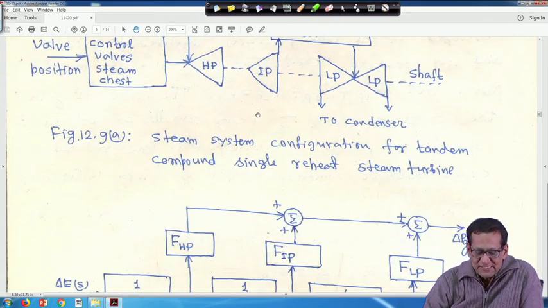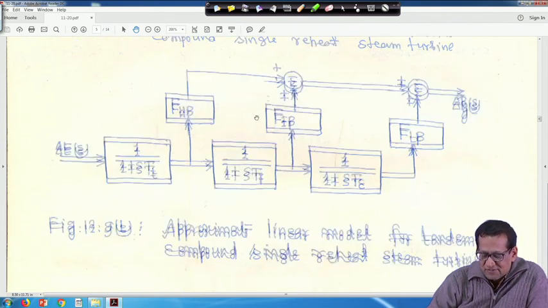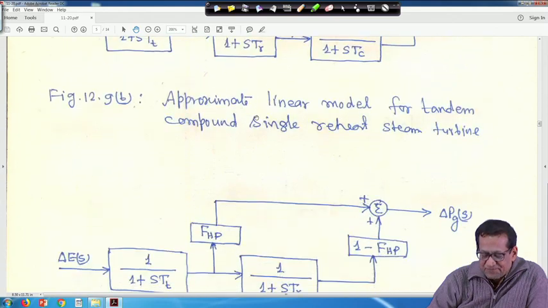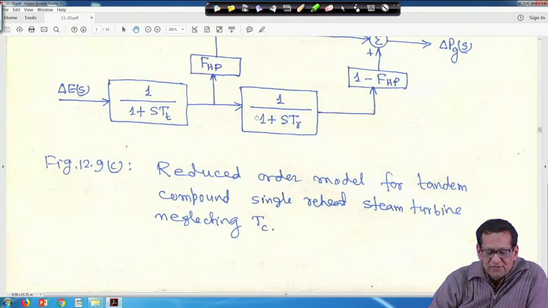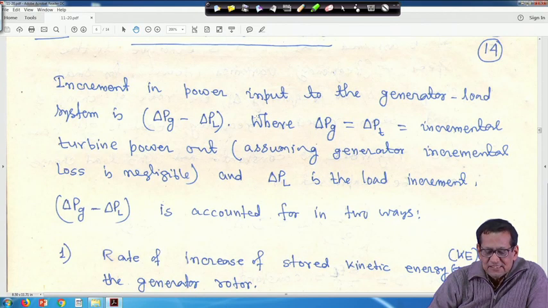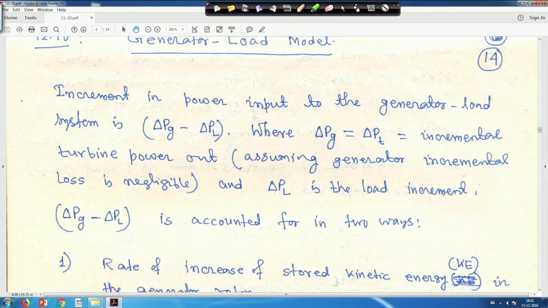So, all these figures and things have been told and explained. Now we have to complete the next model, that is the generator load model. The increment in power input to the generator load system is delta PG minus delta PL.